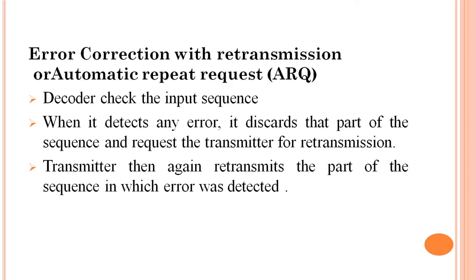Now let us see the second type of error correction. The second type is called error correction with retransmission, or automatic repeat request. In the ARQ method, a decoder will check the input sequence. When it detects any error, that particular part of the sequence will be discarded and it will ask for retransmission of the sequence. The transmitter then retransmits the part of the sequence in which the error has occurred.